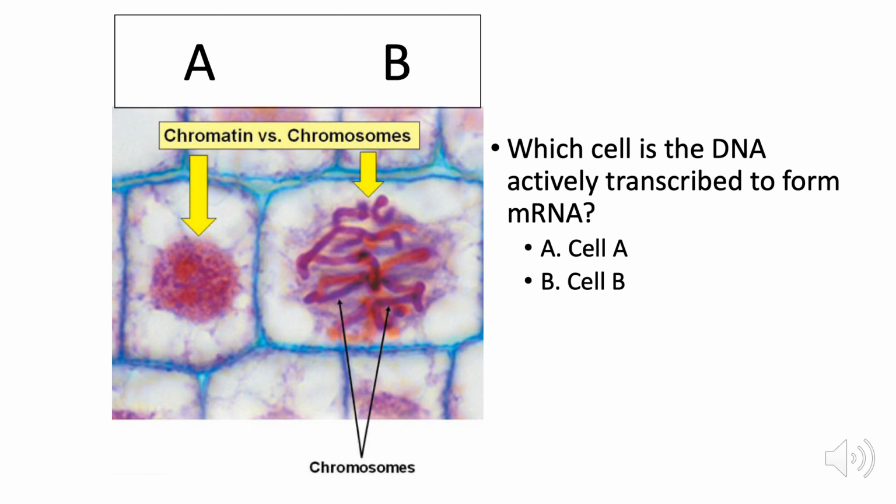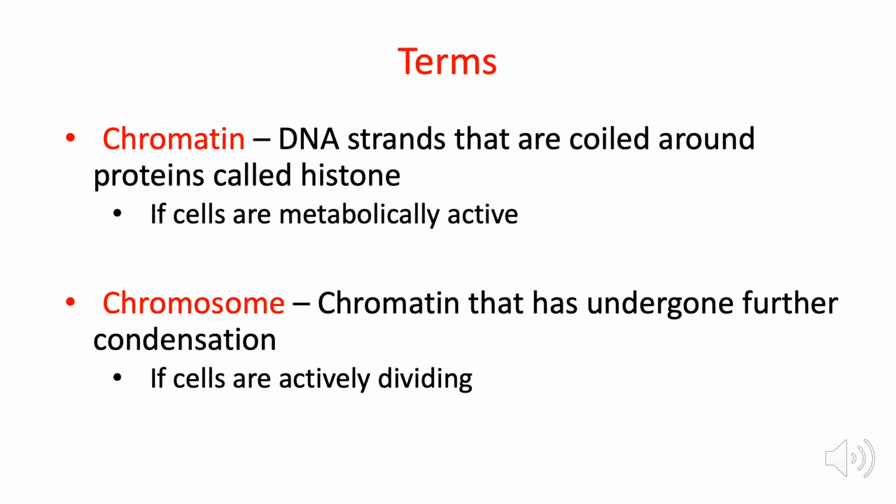So the answer is cell A or cell B? It's cell A. Because cell A is metabolically active and part of the metabolism is to produce proteins. So chromatin is composed of DNA wrapped around histones, and chromatin is found in cells that are metabolically active. Chromosome is basically a chromatin that has undergone further condensation because the cell has to undergo cell division.